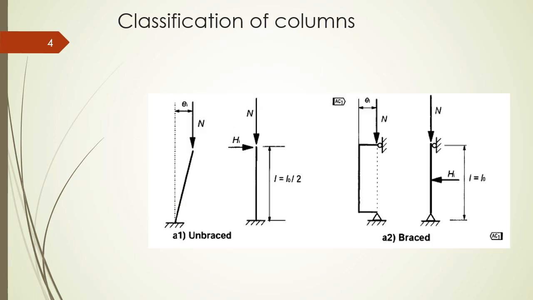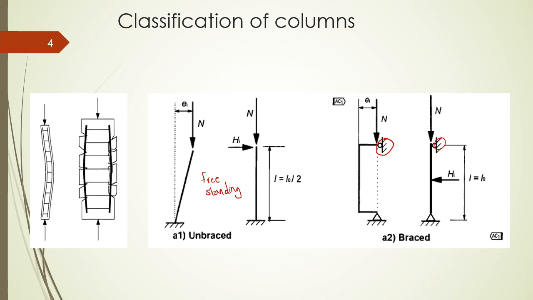In unbraced columns, the column is mostly freestanding. It doesn't get its lateral support from any other support or any other member, whereas in braced columns, the columns get some lateral support from another member, such as a shear wall or a support that can take up the horizontal actions.